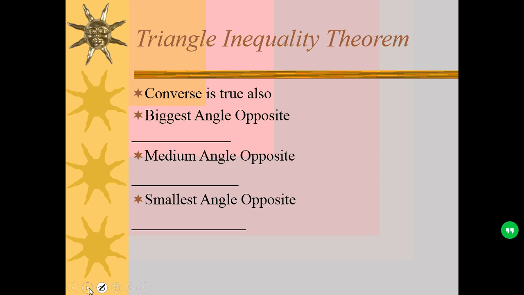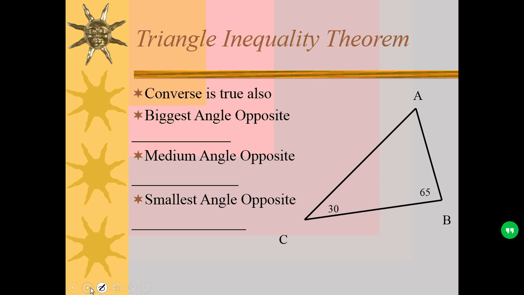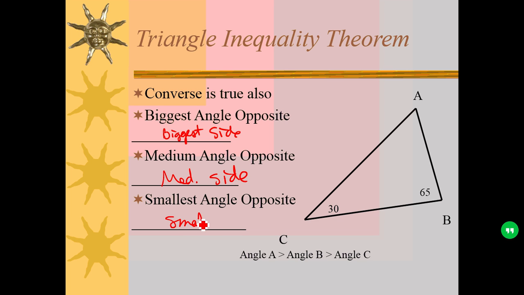So the biggest angle is opposite the biggest side. The medium angle is opposite the medium side. The smallest angle is opposite the smallest side. So in this picture here, I know for a fact that AC would be larger than AB.